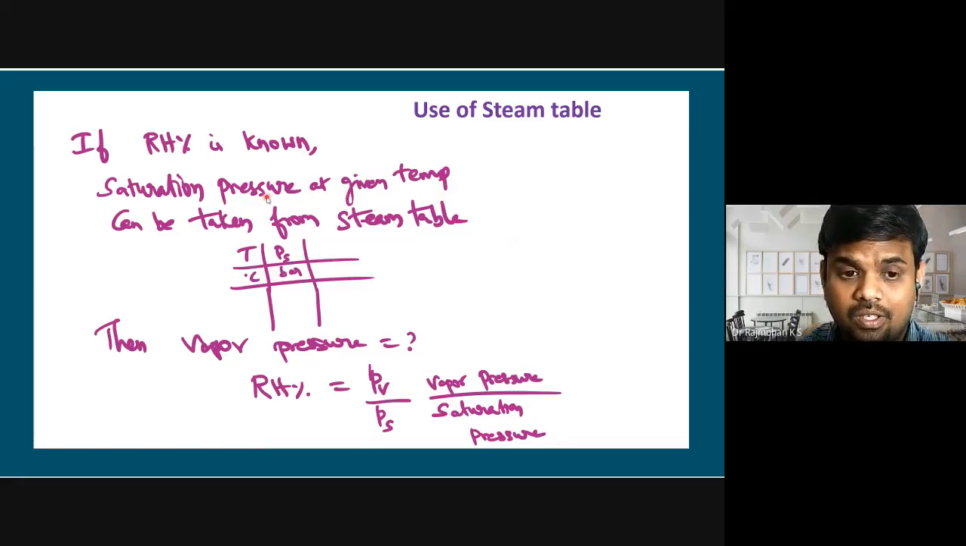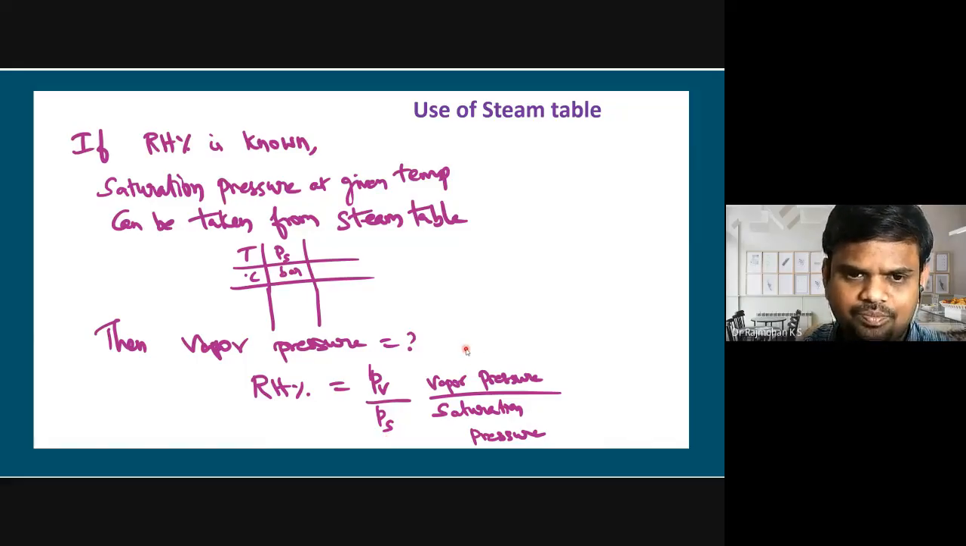And we should even be able to make use of the steam tables. So for example, if percentage relative humidity is known, the saturation pressure at the given temperature can be taken from the steam table. So for a given relative humidity, the saturation pressure can be taken from the steam table. So you should be able to get that one. If RH is given, we should be able to get this saturation pressure. So if saturation pressure is known, what is the vapor pressure? We have the formula relative humidity is equal to PV by PS, right? PV is the vapor pressure where PS is the saturation pressure.